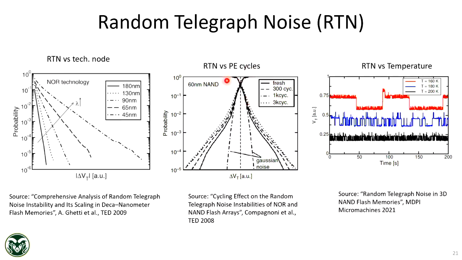This will increase with program erase cycling, because with program erase cycling you create trap sites. The oxides become defective, so it's more likely that an electron will be trapped or detrapped. And also it depends on the temperature.